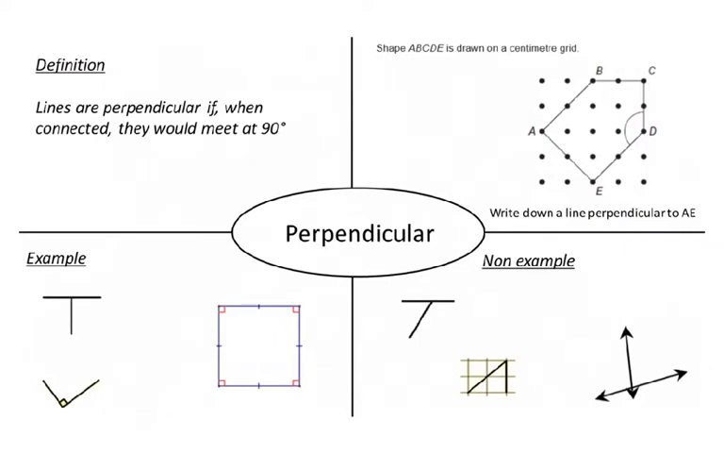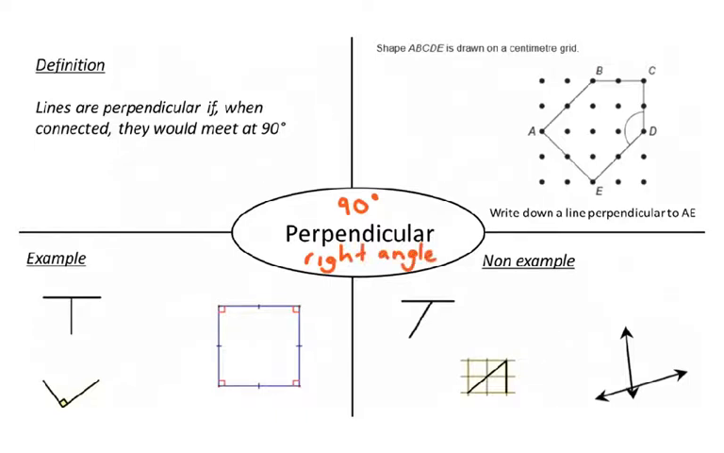The next thing you need to think about is perpendicular lines. Look at the definition: lines are perpendicular if, when they are connected, they would meet at 90 degrees, and that's really important. Remember, 90 degrees is a quarter turn. 90 degrees is called a right angle. So often people say that perpendicular lines meet at a right angle.